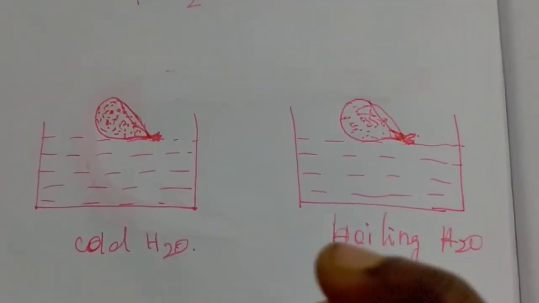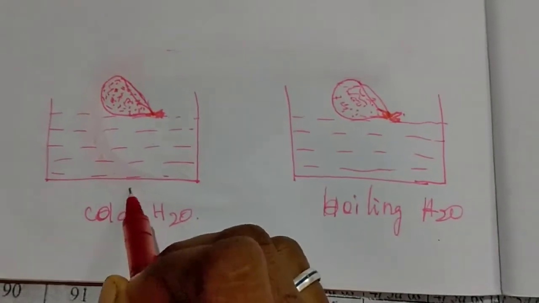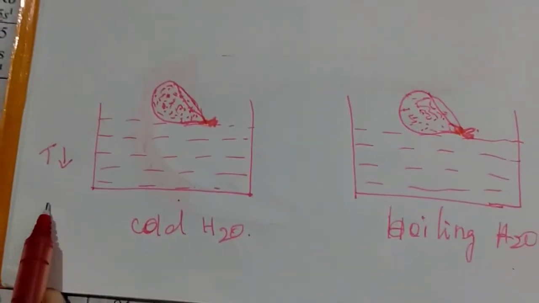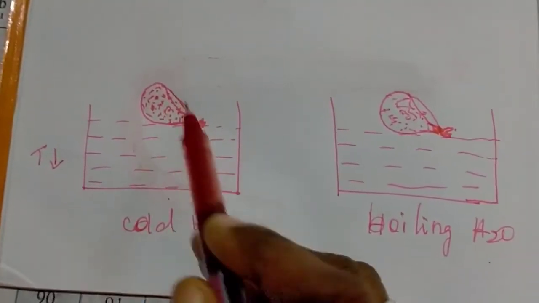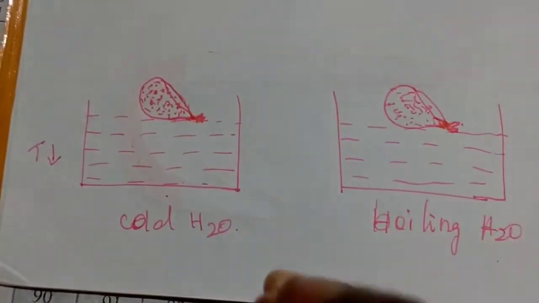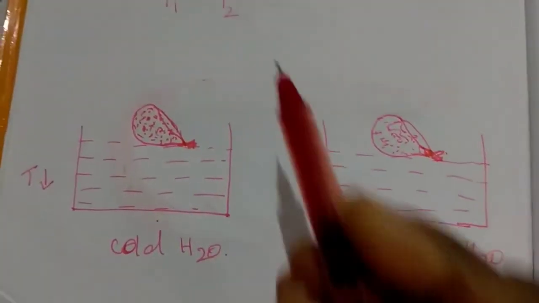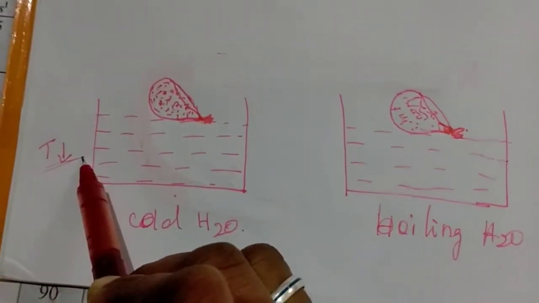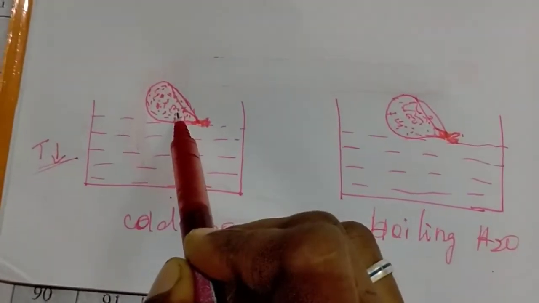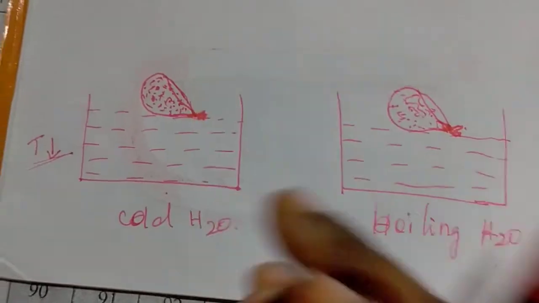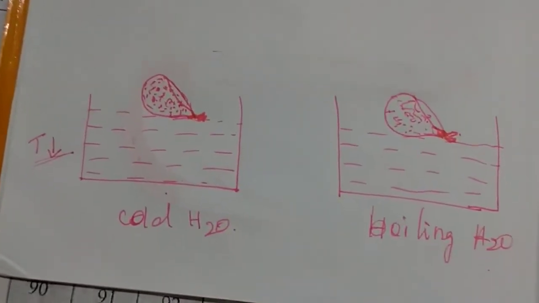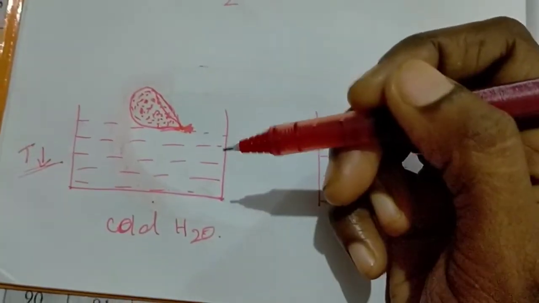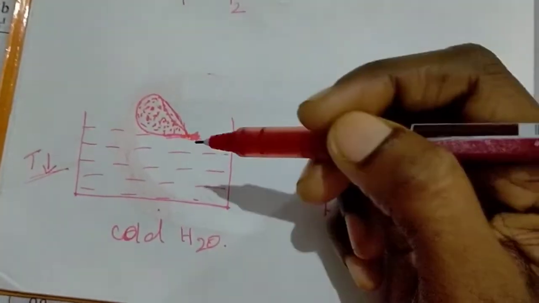When you leave the air-filled balloon in the cold water, the size of the balloon, that means the volume, decreases as the temperature decreases. The gas particles in the balloon shrink. Why is it shrinking? Because of the decrease in temperature, the volume of the gas decreases. So the size of the balloon also decreases.